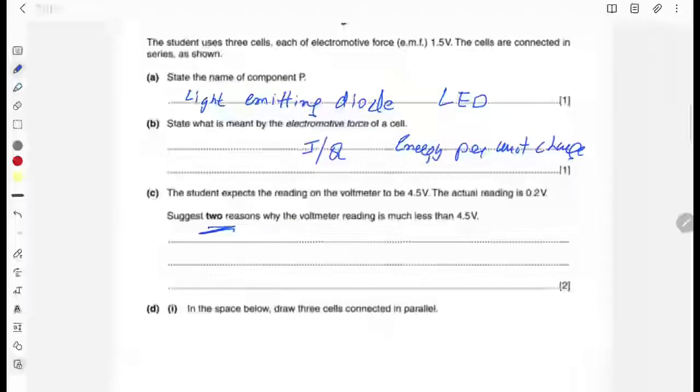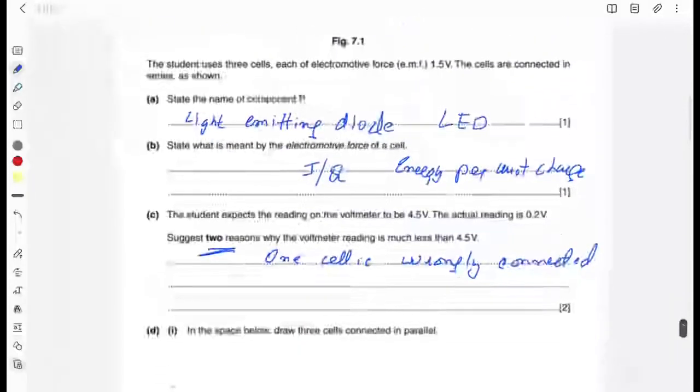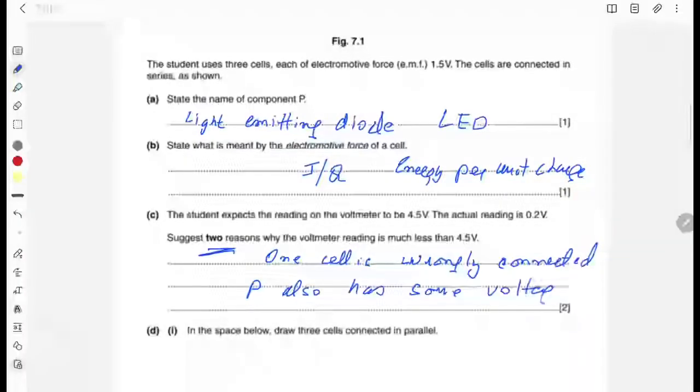So what is the answer? One cell is wrongly connected, and the LED also has some voltage. This will also take some voltage.